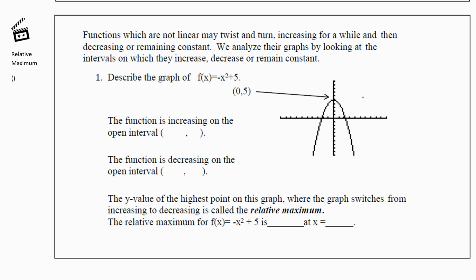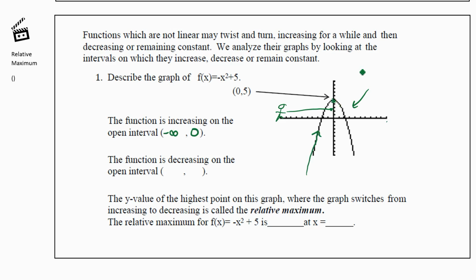So this graph right here, this parabola, is f of x equals negative x squared plus 5. And if we think about walking along the x-axis from negative infinity to infinity, we see from negative infinity up to 0, we're increasing, right? We're going up to this highest point. So from negative infinity up to 0, we're increasing.